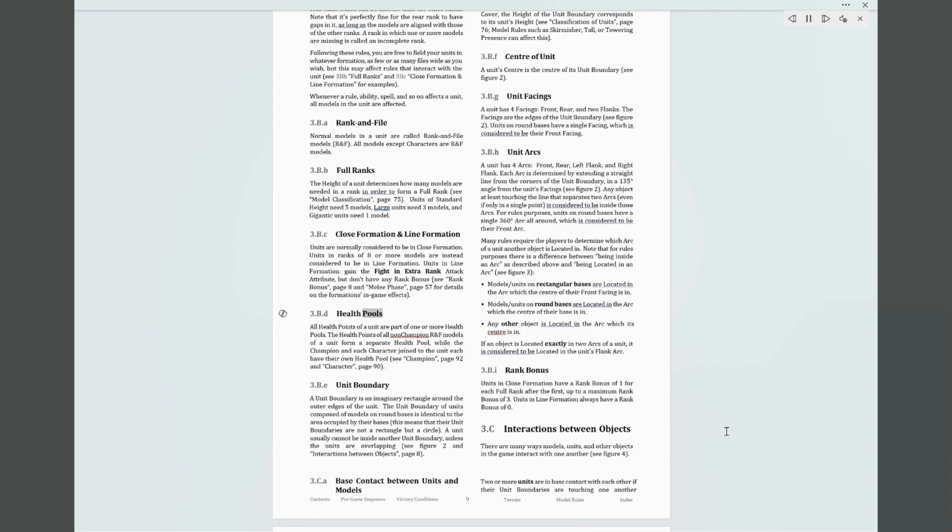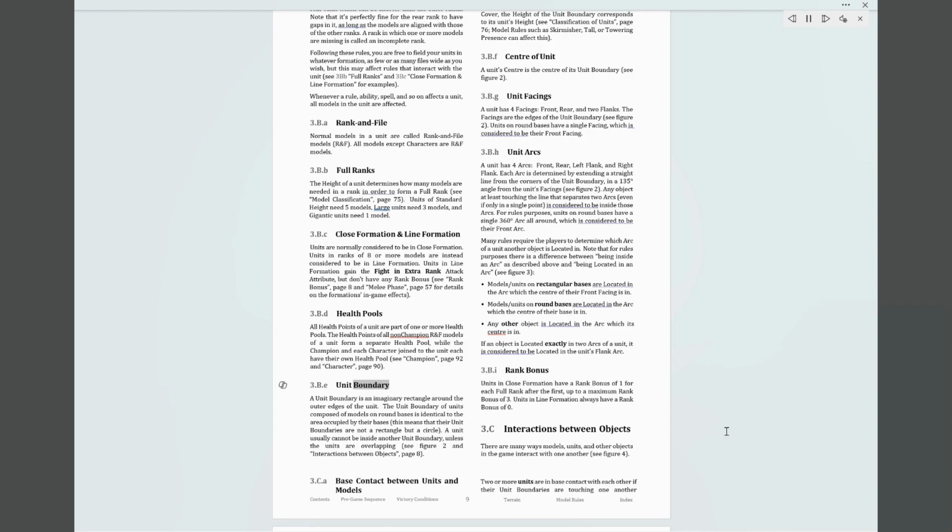Health pools. All health points of a unit are part of one or more health pools. The health points of all non-champion RNF models of a unit form a separate health pool, while the champion and each character joined to the unit each have their own health pool. See Champion, page 92, and Character, page 90.